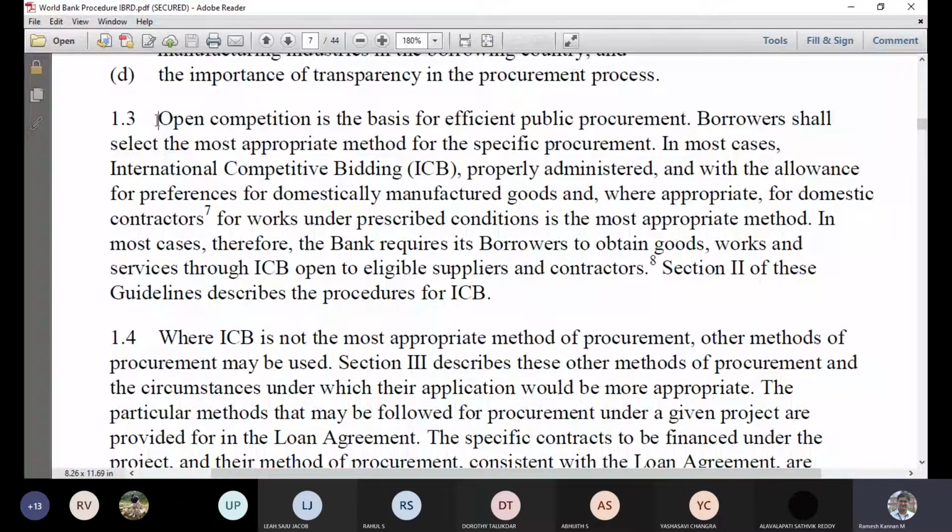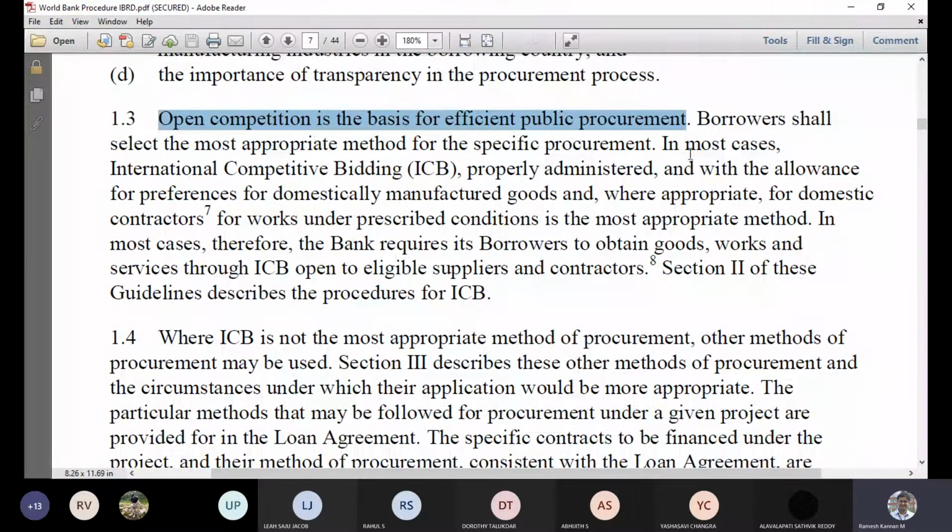And then this is very important. Generally, for effective public procurement, open competition is there. So they cannot go for selective tendering or selective bidding, so that there could be some bias or something. So generally, it's an open competition. For effective public procurement, it's open and competitive.